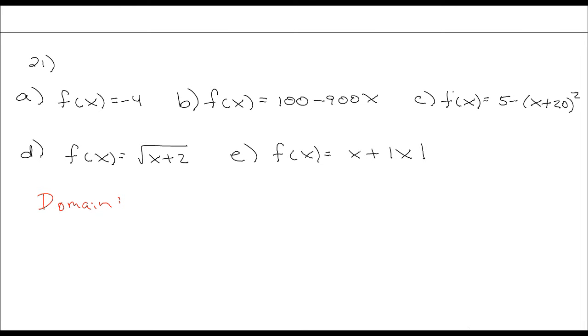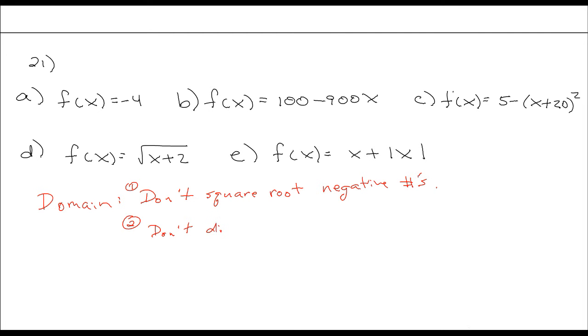Don't square root negative numbers. You can square root positives, you can square root 0, but do not square root a negative. The second thing is don't divide by 0. So x can be 0 depending on the function, so long as when you plug in the value for x you don't end up dividing by 0. So don't divide by 0.